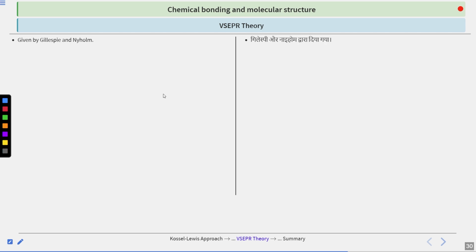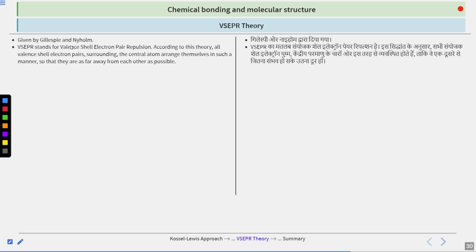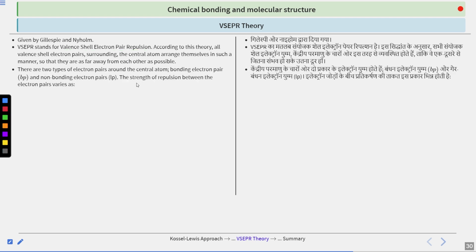Next is VSEPR theory. This was given by Gillespie and Nyholm. Its full form is valence shell electron pair repulsion. In this case, bond pairs arrange themselves so that the repulsion is minimum. Now that results in two types of electron pair: bond pair and lone pair, and the repulsion can be of multiple types. So this is the order of repulsion. There is maximum repulsion between lone pair and lone pair because they are under the influence of one nucleus only and not two. Then comes lone pair and bond pair, and minimum repulsion between bond pair and bond pair.